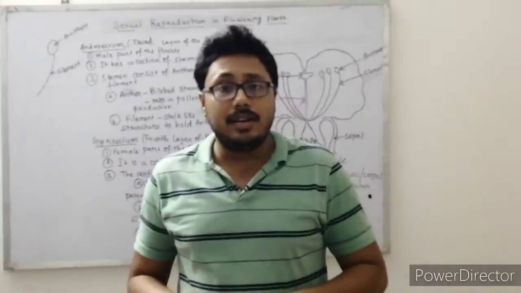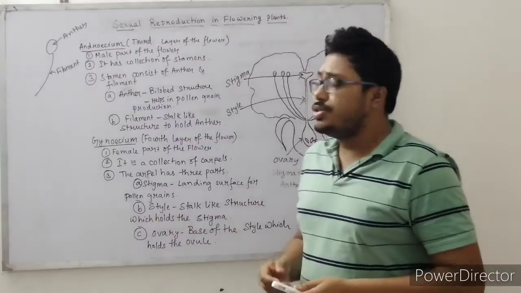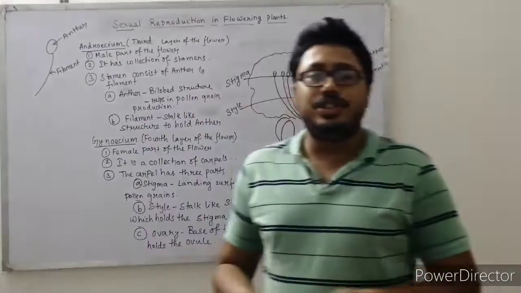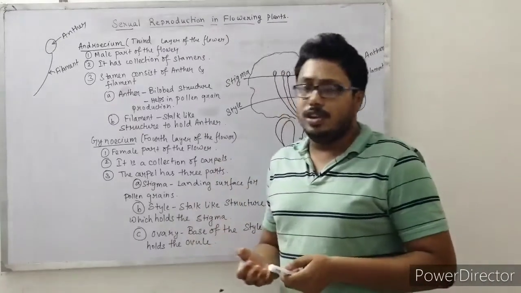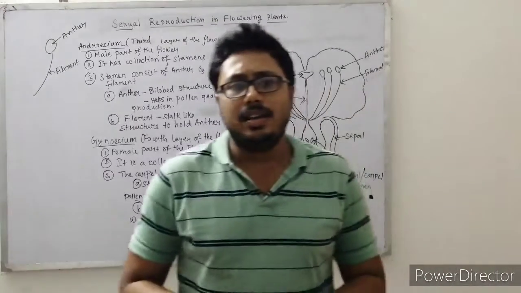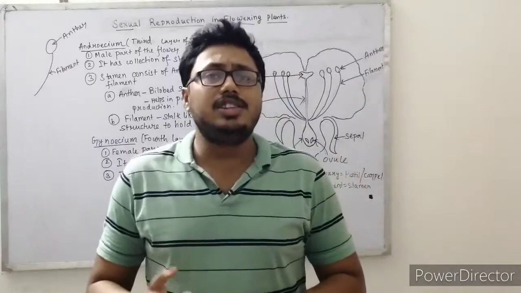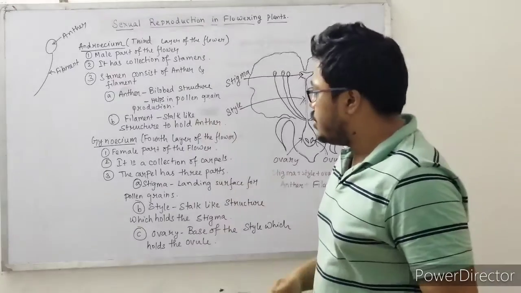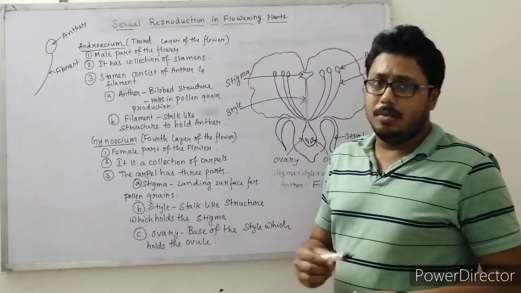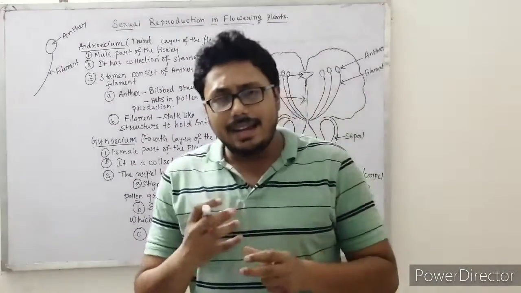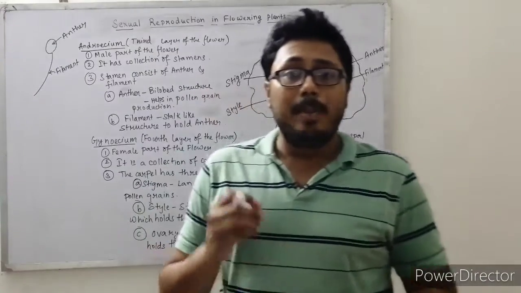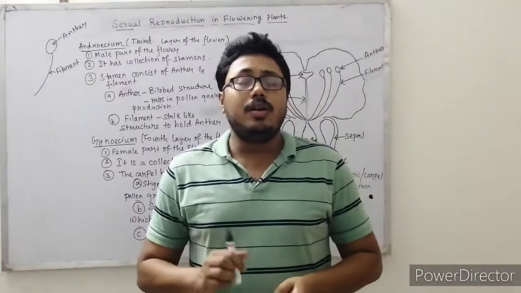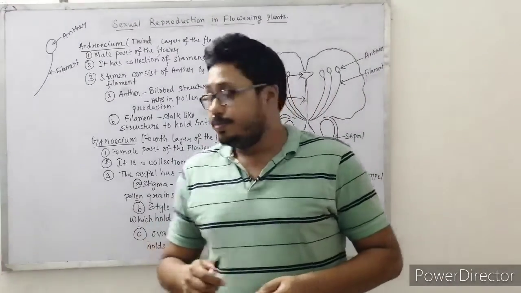And what is the function of anther? Anther is used to produce pollen grains, which is very much essential for pollination. Not pollination exactly, it contains the male germ cells of the flower. Now, the anther's bilobed structure helps in pollen grain production, and inside the pollen grains is the male germ cell, which is the main component for fertilizing the ovum.